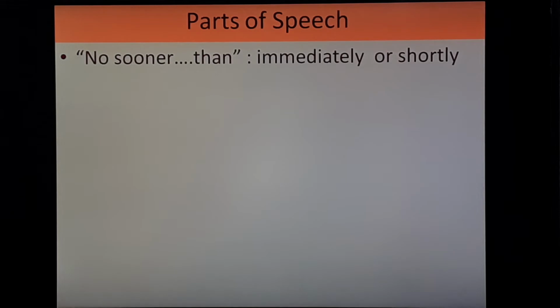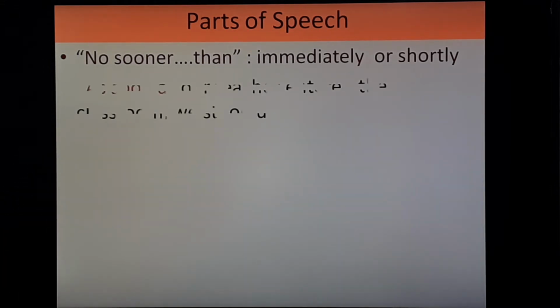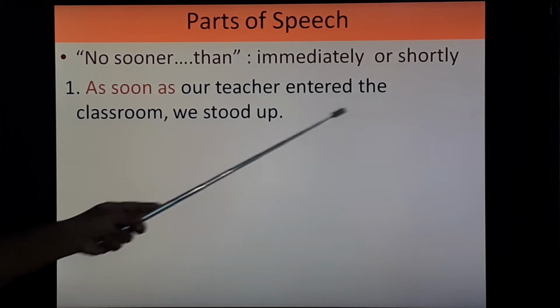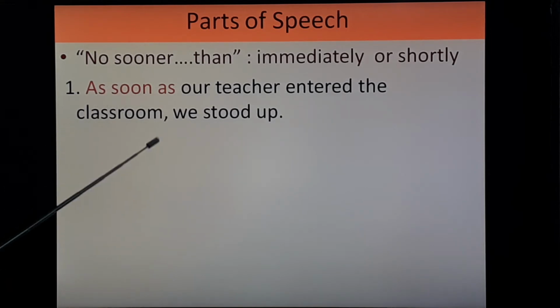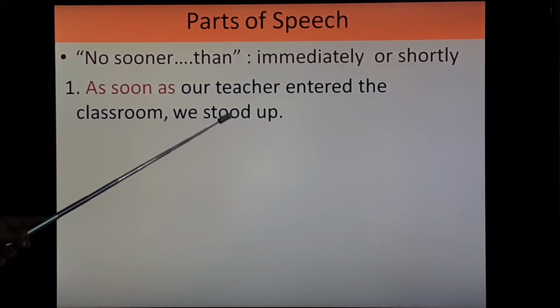Let's move to next. No sooner than. It has the same meaning as as soon as, so you can replace it with no sooner than, but the structure is different. Here the meaning is the same, immediately or shortly. Let's see the example. First, as soon as our teacher entered the classroom, comma, we stood up. So here simple past is used. Okay, so pay attention here.